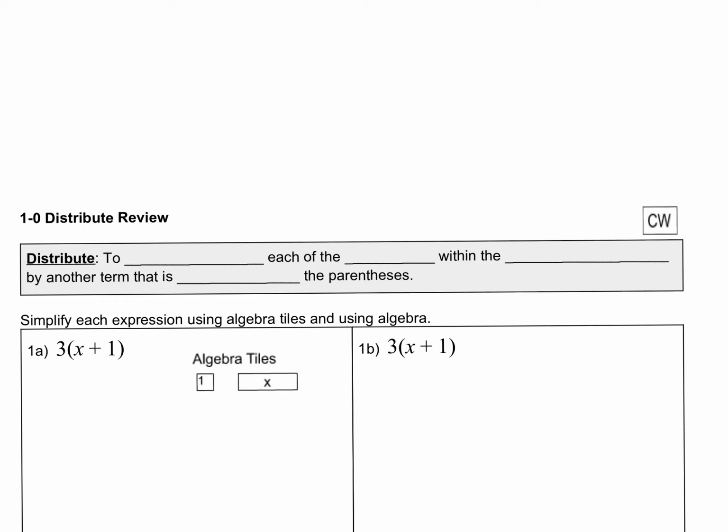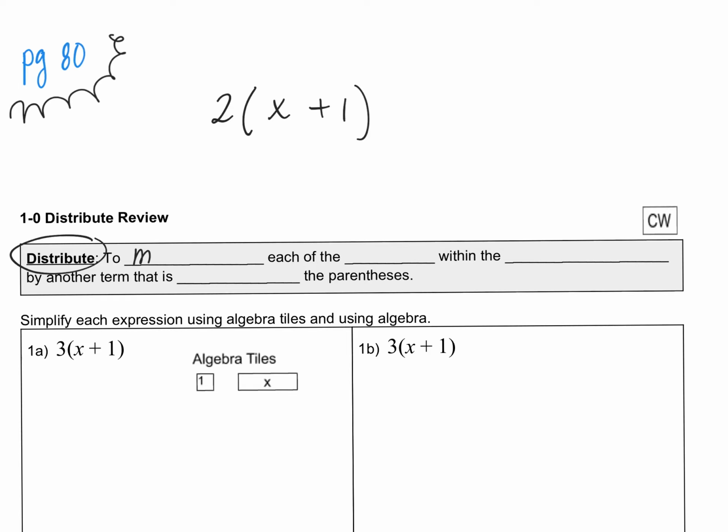Hi class, today we are going to review distribute. Please turn to page 80 in your packet. Distribution is something I would normally use for an expression that might look like this.